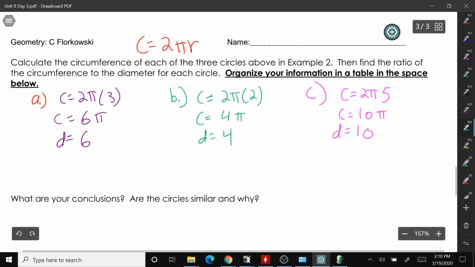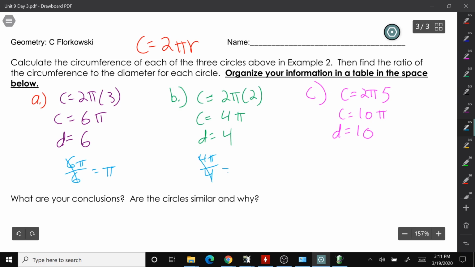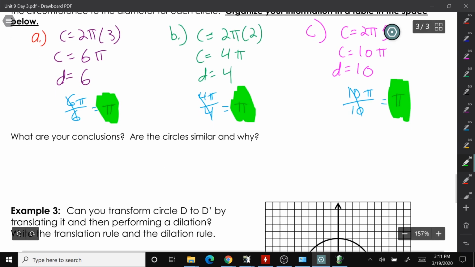So look what happens if we write the ratio of the circumference over the diameter. If we do 6 pi over 6, the 6s cancel, we get pi. For part B, 4 pi over 4, the 4s cancel, we get pi. 10 pi over 10, same thing, we get pi. So we have the same scale factor in all three parts of example 2. So yes, all circles are similar.